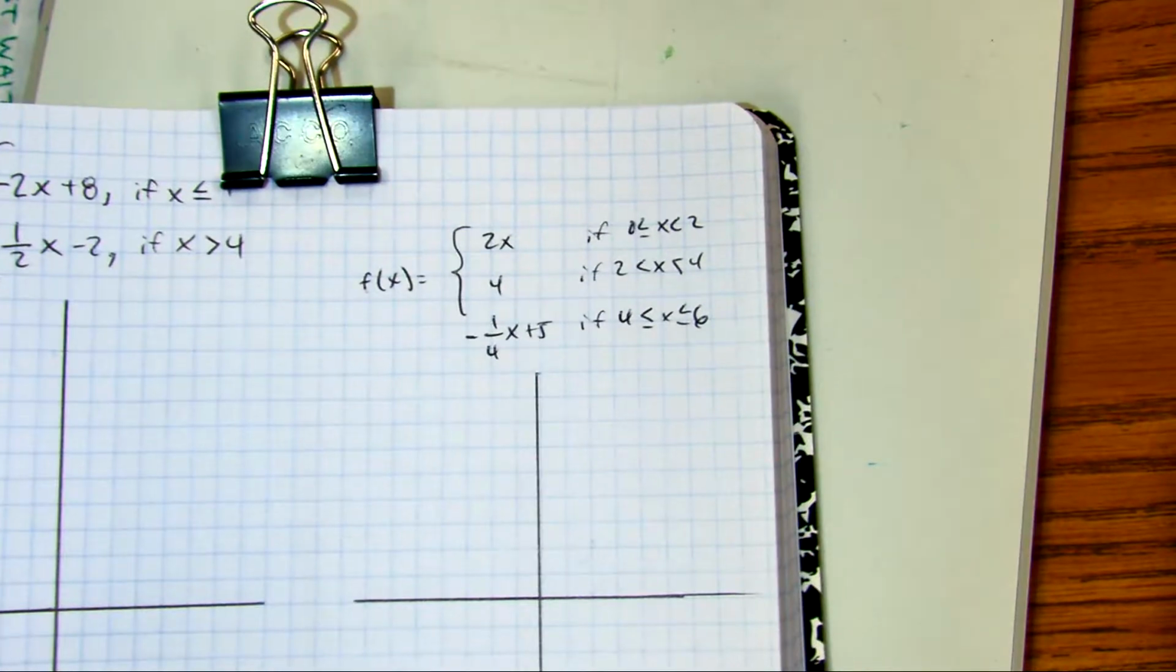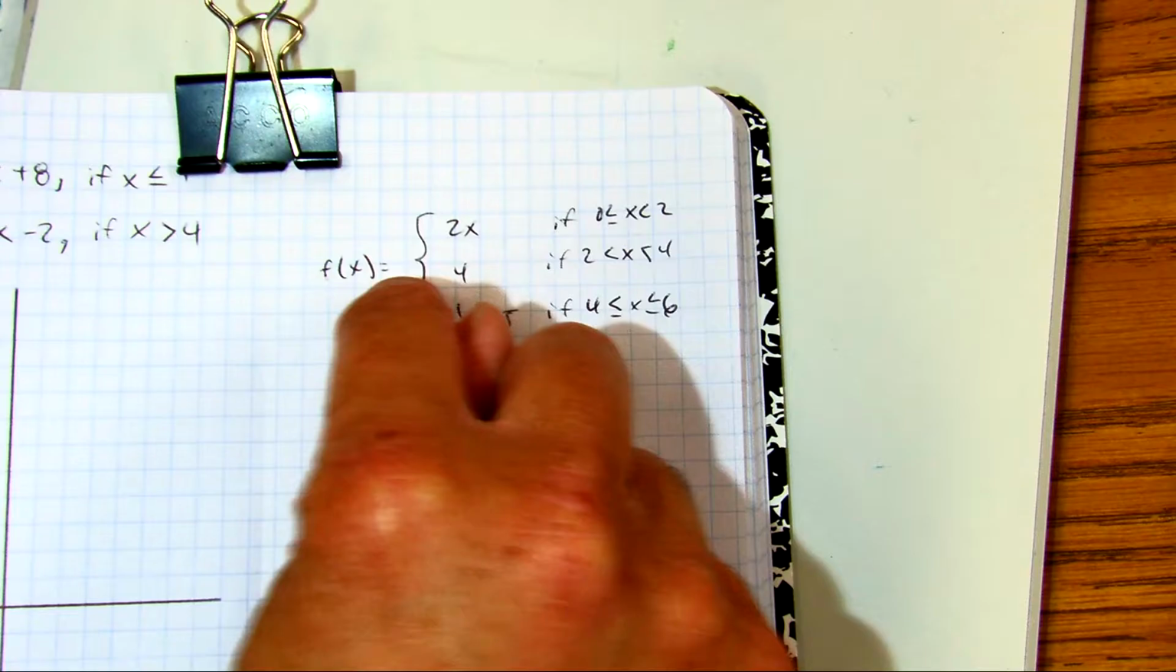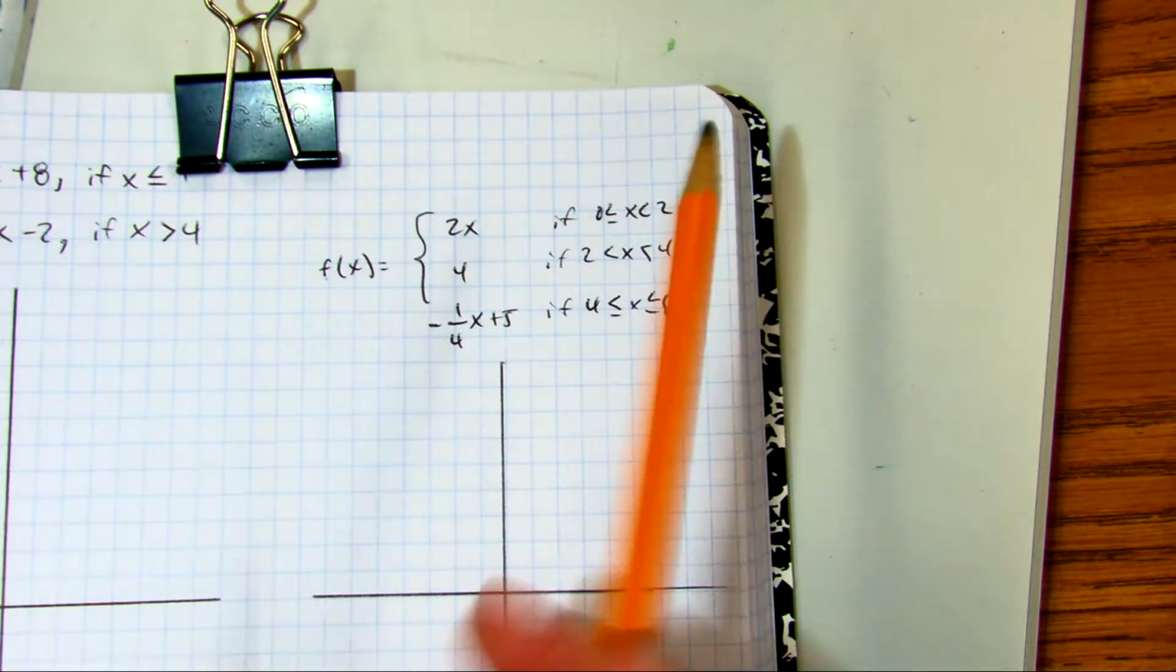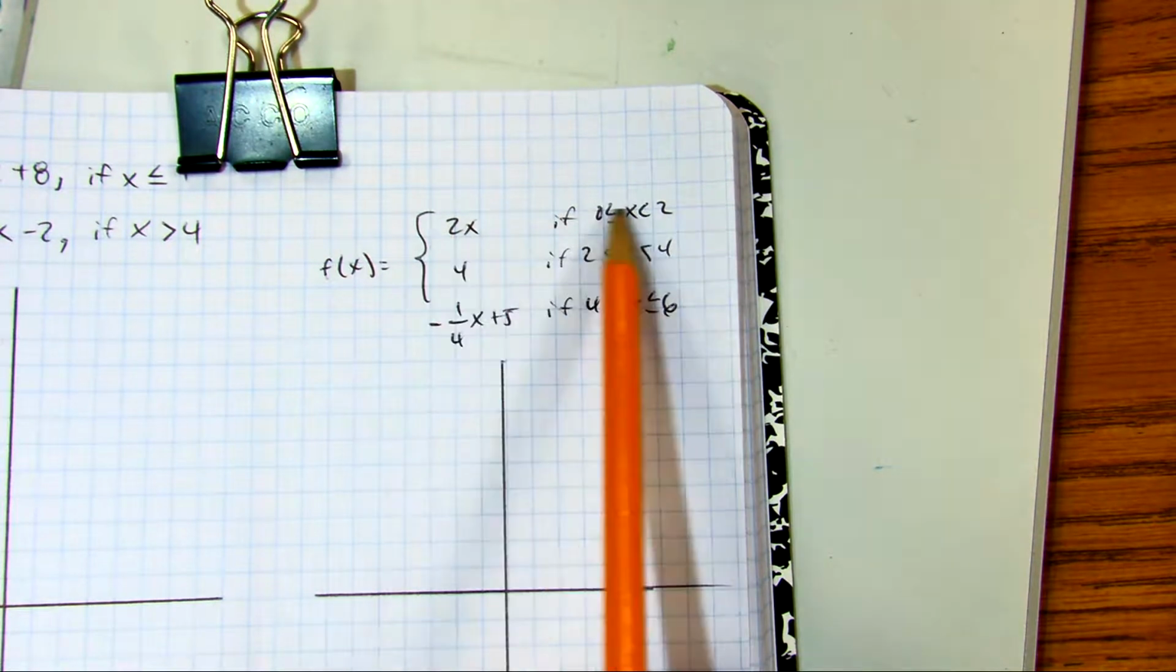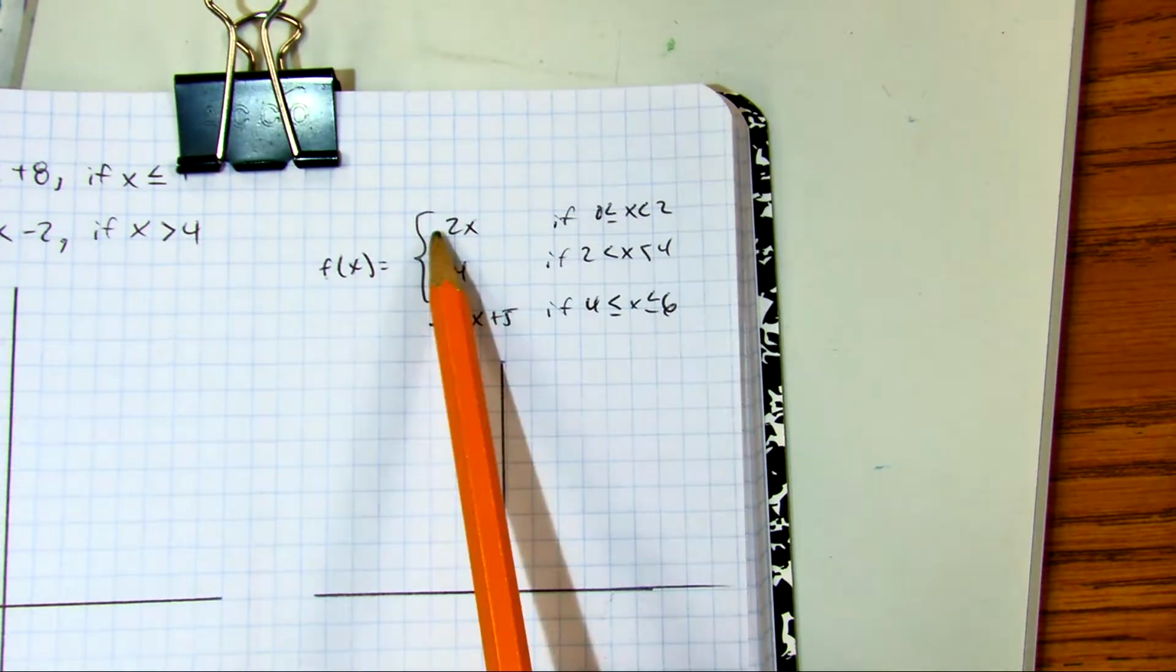All right, so we have a piecewise function with three pieces. And if you recognize them, tell me the function family. The first one is... which function family is this?